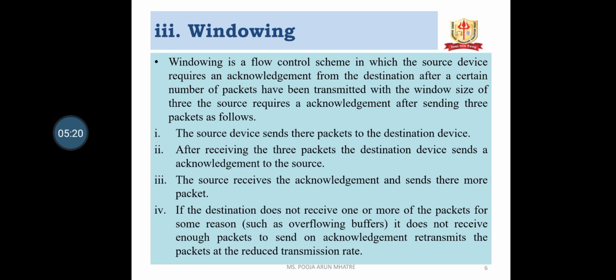If the destination does not receive one or more of the packets, it does not receive enough packets to send the acknowledgement, so the packets are retransmitted at a reduced transmission rate. That means when the receiver does not receive a packet, the sender retransmits the same packet, reducing the transmission rate.